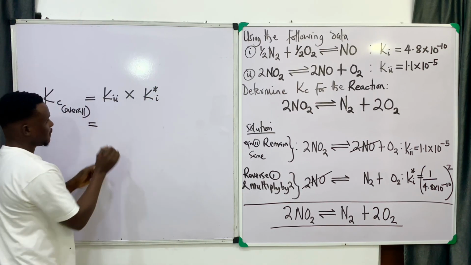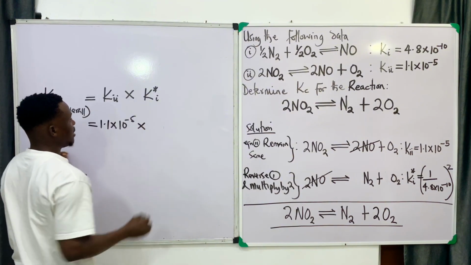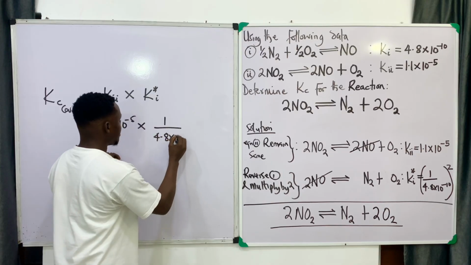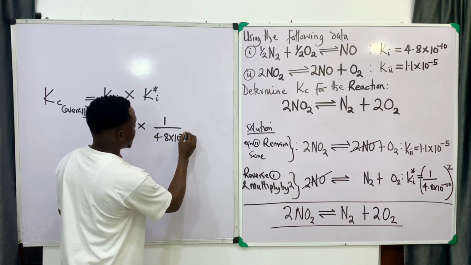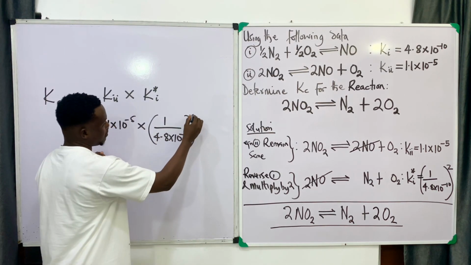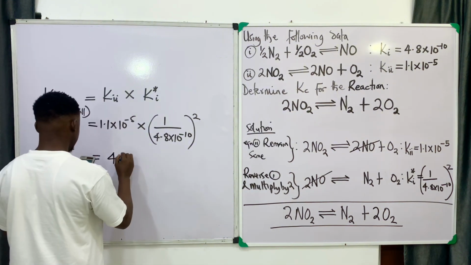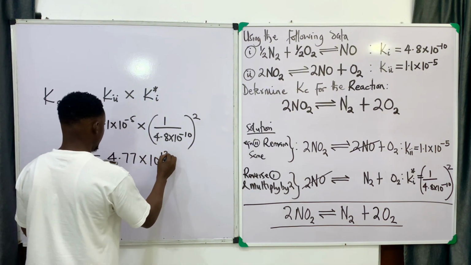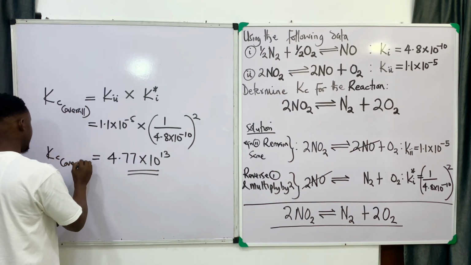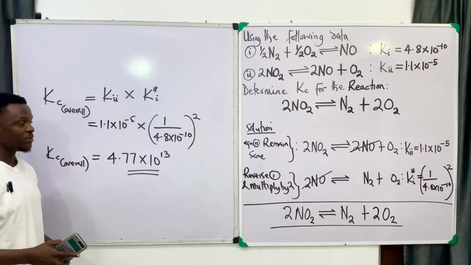Now, what is the value here? K2 is 1.1 times 10 raised to the power of minus 5 times this K1 asterisk, which is 1 divided by 4.8 times 10 raised to the power of minus 10. Why did we say 1 over? Because it was reversed. And that same equation was multiplied by 2, which is indicated by this. So when you press your calculator, this becomes 4.77 times 10 raised to the power of 13. So the equilibrium constant of the overall reaction, which is what we have here, is equal to 4.77 times 10 raised to the power of 13.